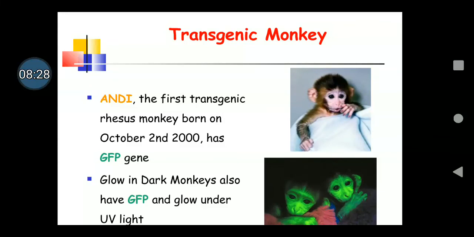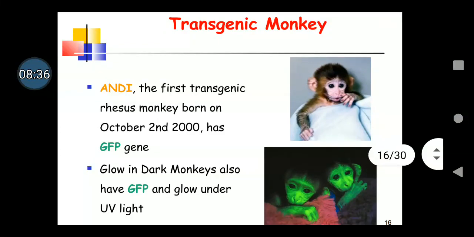Transgenic monkeys. Andy is the first transgenic rhesus monkey born on October 2nd, 2000 and has a green fluorescent protein gene. This gene is incorporated into the monkeys. The monkey is capable of glowing under ultraviolet light due to the presence of this GFP protein, that is green fluorescent protein.